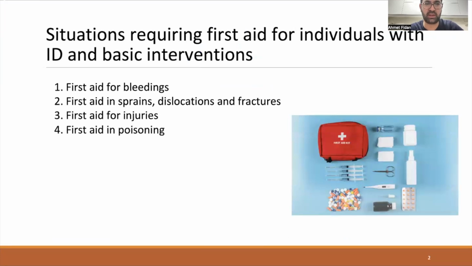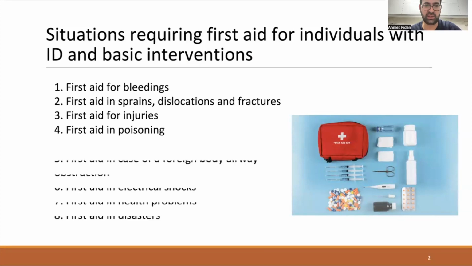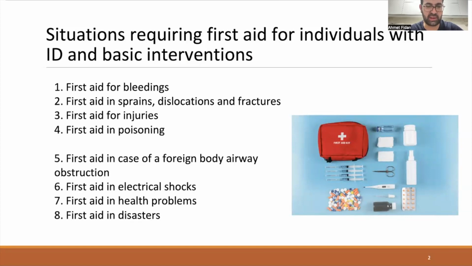In the last lesson, we studied first aid for bleedings, first aid for sprains, dislocations, and fractures, first aid for injuries, and first aid in poisoning. In this lesson, we will study first aid in case of a foreign body airway obstruction, first aid in electrical shocks, first aid in health problems, and lastly, first aid in disasters.